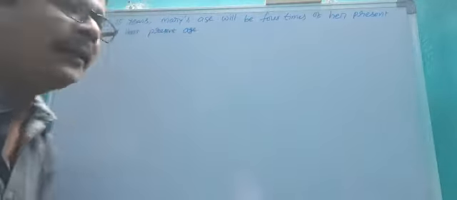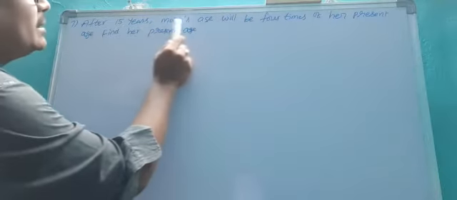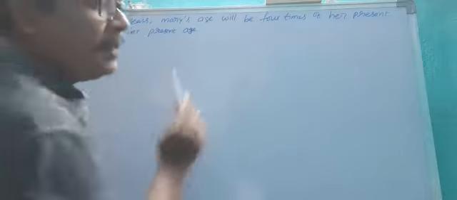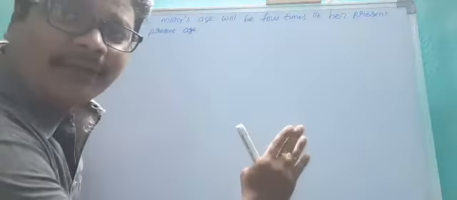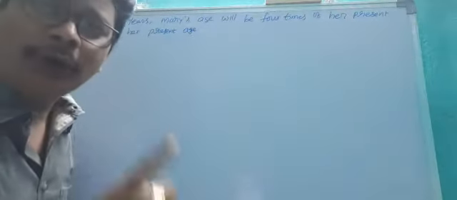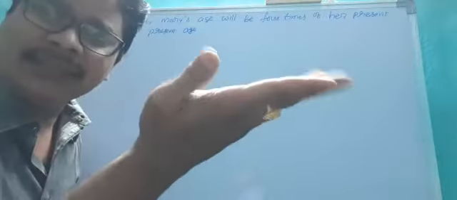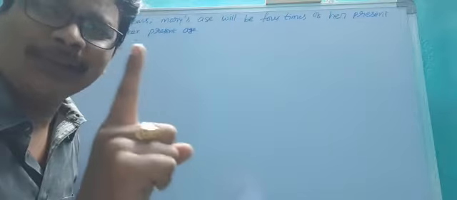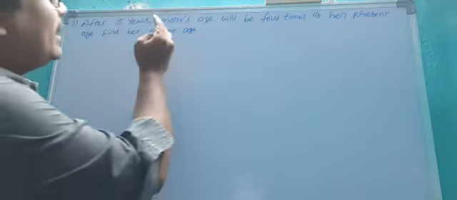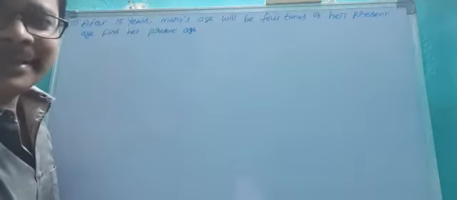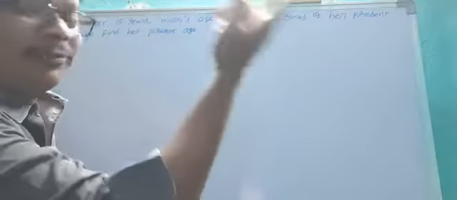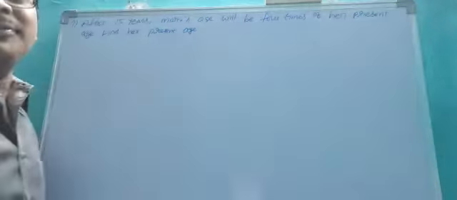Very simple question. After 15 years, Mary's age will be 4 times her present age. Do you know her present age? We don't know. Do you know her age after 15 years? We don't know. But one clue is there. What is that? Mary's age after 15 years is 4 times her present age. So, solution.